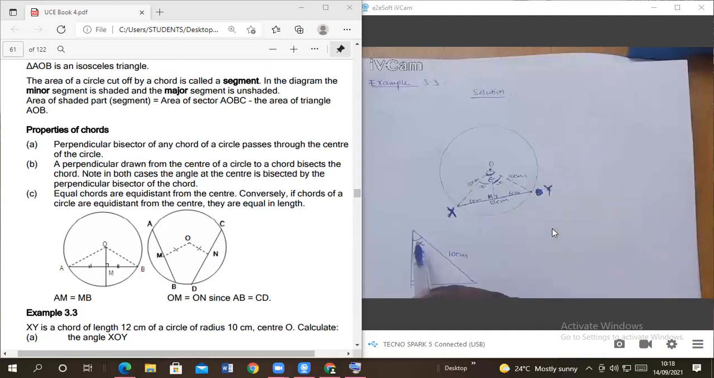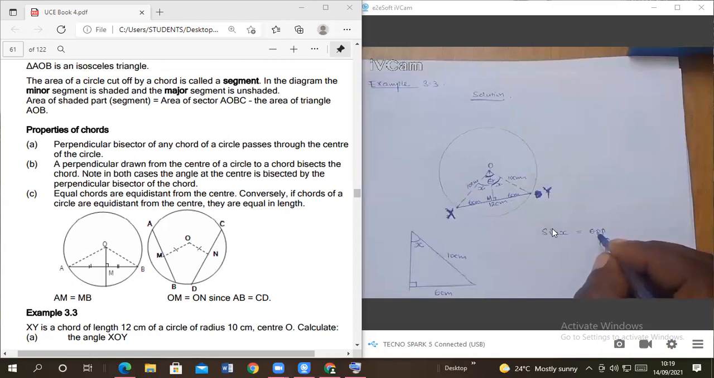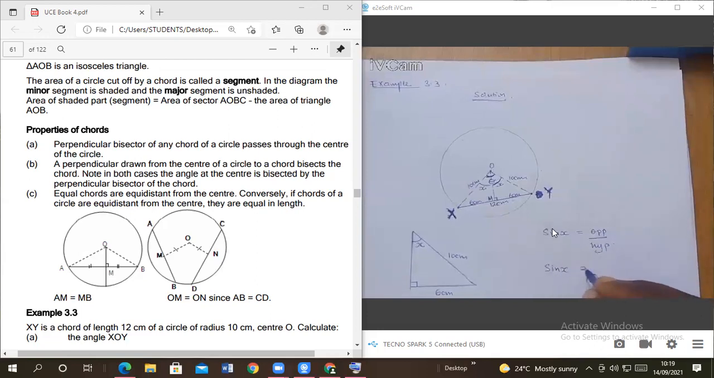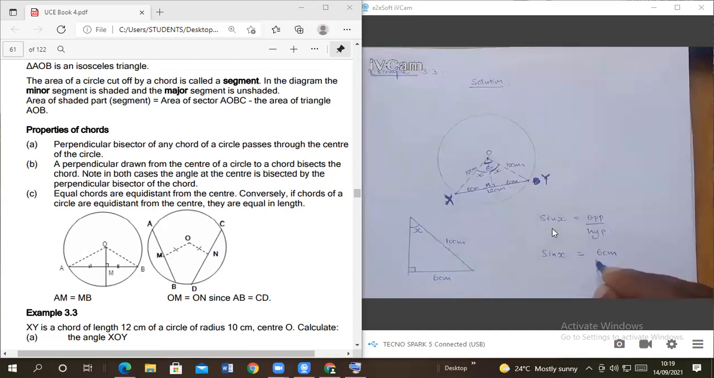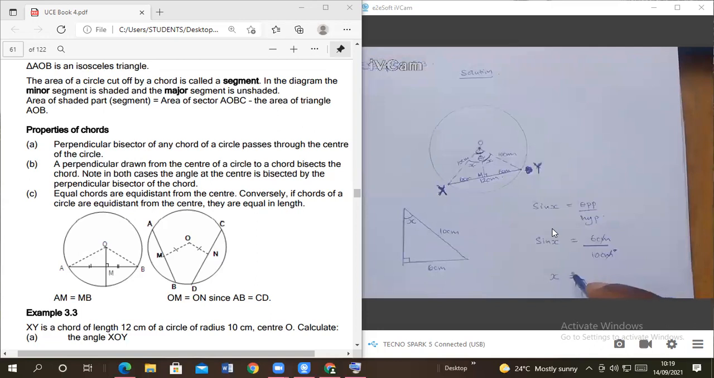When you look at this, this side is opposite to this angle, and this one is the hypotenuse. So am I going to use cos, tan, sine? Sine. I'm going to use sine. So sine X equals the opposite over the hypotenuse. Sine X equals the opposite, which is 6 centimeters, divided by the hypotenuse, which is 10 centimeters. So it means that X is equal to the sine inverse of 6 out of 10.